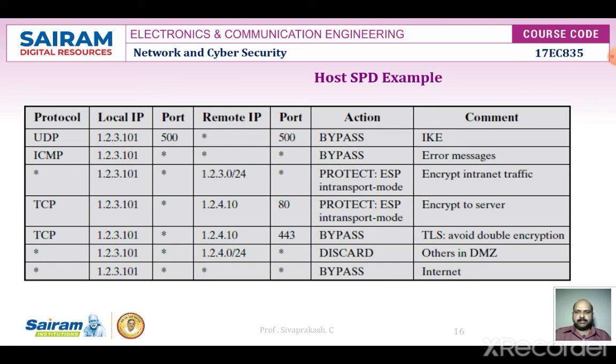For example, if you take a UDP port with a port number of 500, it is designated for IKE, the Internet Key Exchange. So any traffic from the local host to a remote host for the purpose of Internet Key Exchange bypasses the IP security processing. So this defines an actual example.